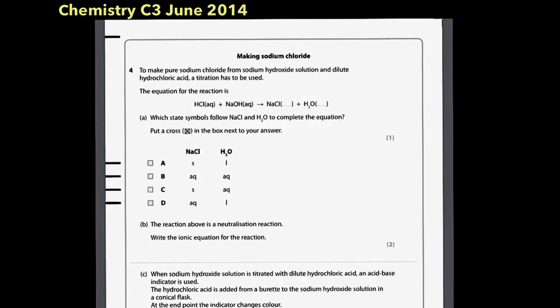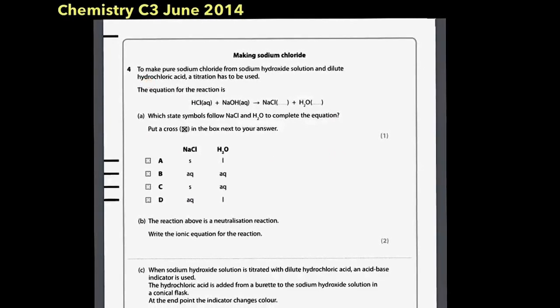So now we're on question 4. For this question, to make pure sodium chloride from sodium hydroxide solution and dilute hydrochloric acid, a titration has to be used. And it gives you the reaction, the equation. It says which symbols follow NaCl and H2O to complete the equation. And then you just need to pick one.